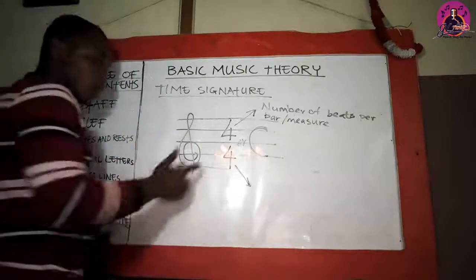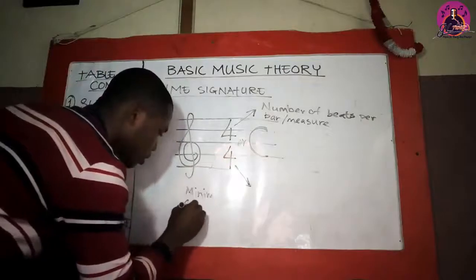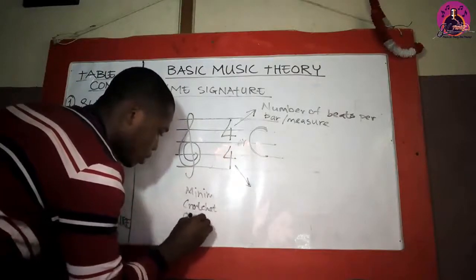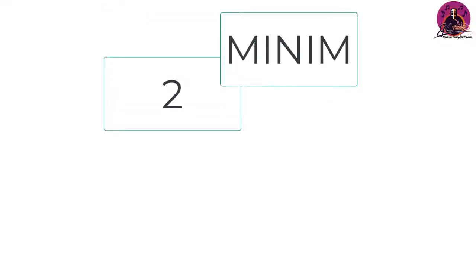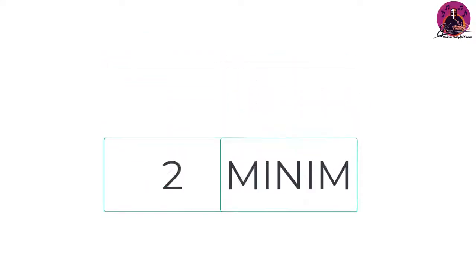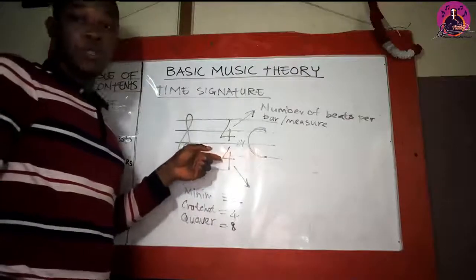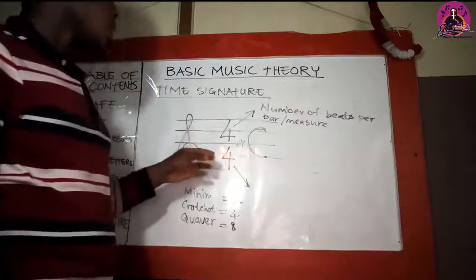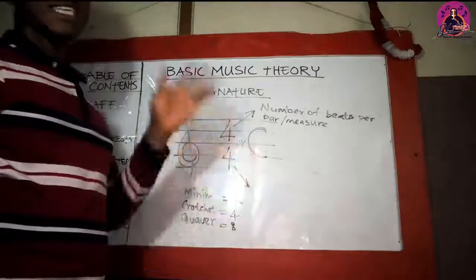So in this case, it is the crotchet. You have the minim, crotchet, and quaver. These are the 3 major notes that are used as the lower figure. So if the lower figure is 2, the minim takes 1 beat. If the lower figure is 4, crotchet takes 1 beat. If the lower figure is 8, quaver takes 1 beat. In this case, the lower figure is 4. How we interpret this is that we have 4 crotchet beats in each bar.